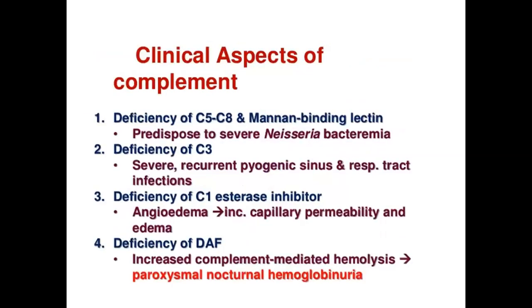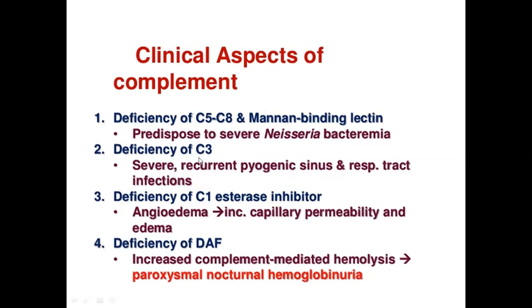Next, clinical aspects of the complement: deficiency of the complements. What happens when the complements are not present? There are many diseases caused by complement deficiency. First, deficiency of C5, C8 and mannan-binding lectin, MBL, of the lectin pathway, predisposes to severe Neisseria bacteremia.